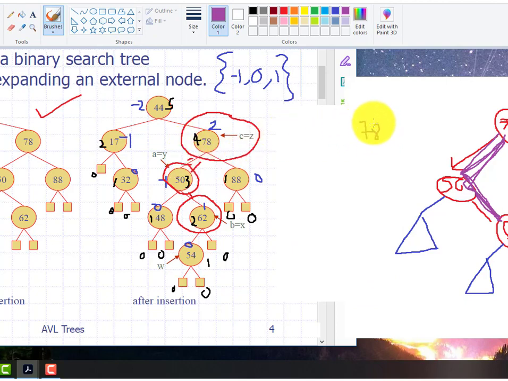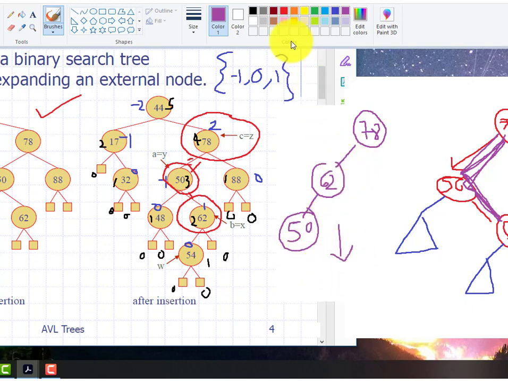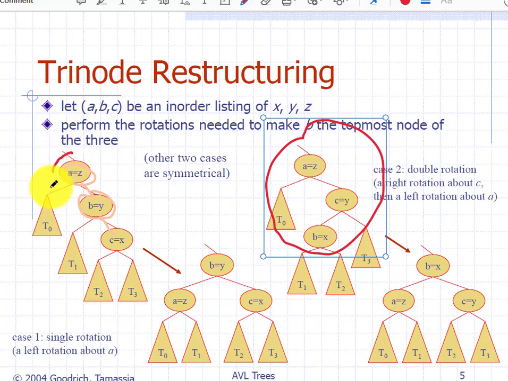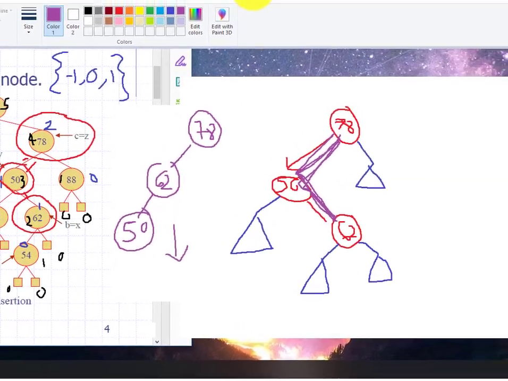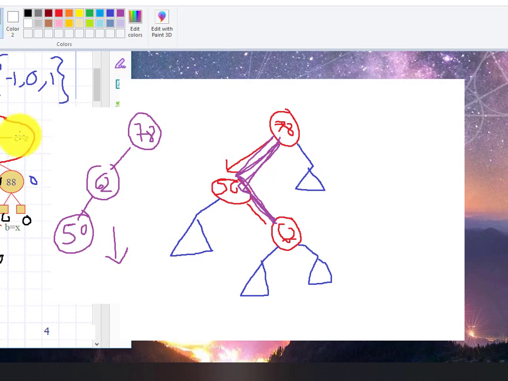So you're going to have 78. The left child is going to be 62. The left child of that is going to be 50. You get this, and then you use this restructuring to get this, but it's mirrored. So from this, we simply have to bring up the 62.